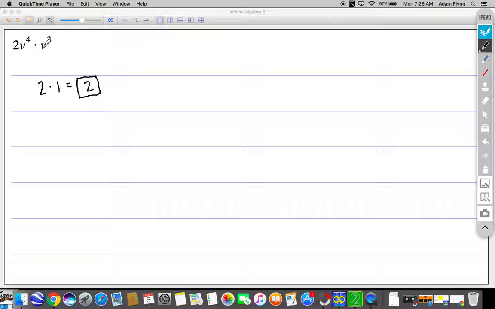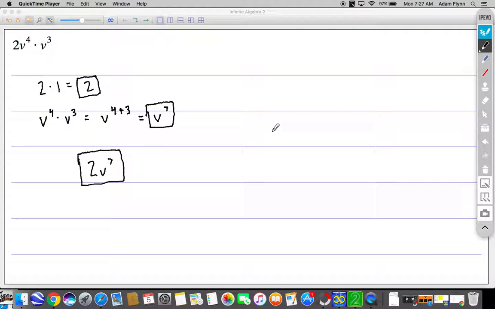And I've got v to the 4th times v cubed. I know I can simplify that by using the product of powers property, which says that all we need to do is add our powers together. So 4 plus 3 is 7. So the final solution will end up being 2v to the 7th. Pause the video if you need more time.